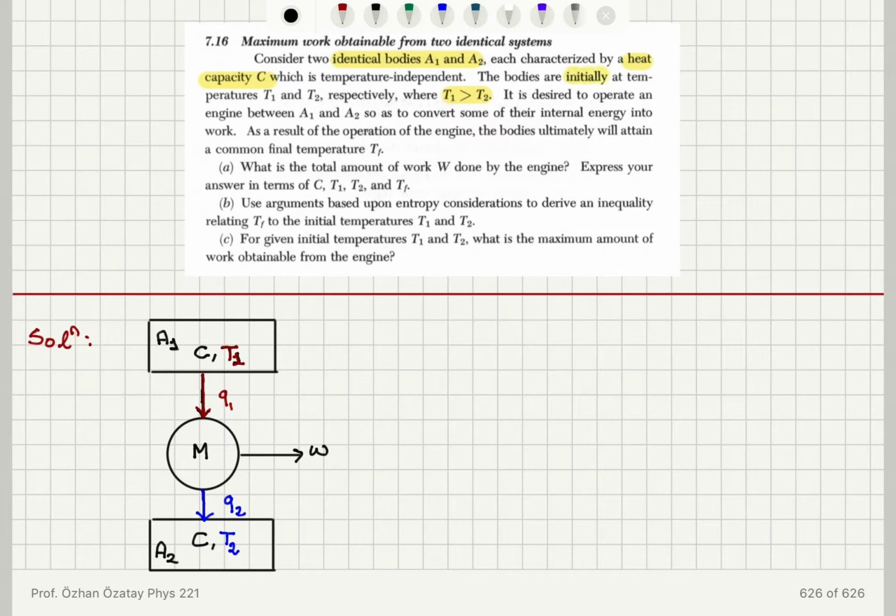Initially, it is desired to operate an engine between A1 and A2 so as to convert some of their internal energy into work. As a result of the operation of the engine, the bodies ultimately will attain a common final temperature T final. What is the total amount of work done by the engine?